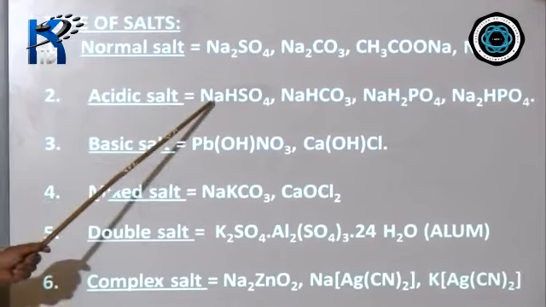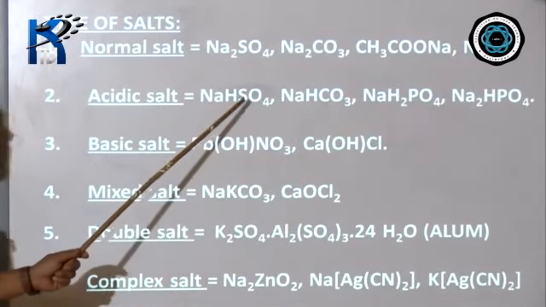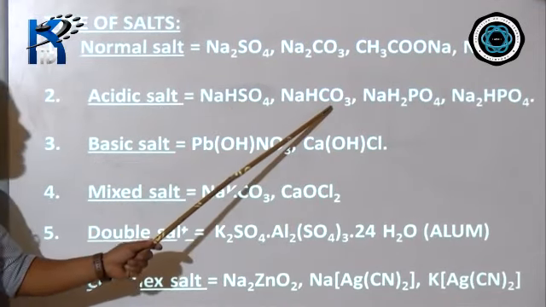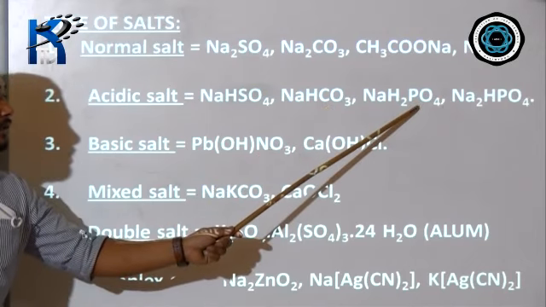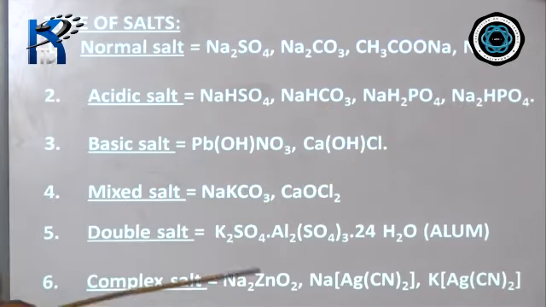Examples of acidic salt are all these, students, and this is the acidic salt of sulfuric acid, acidic salt of carbonic acid, acidic salt of phosphoric acid.